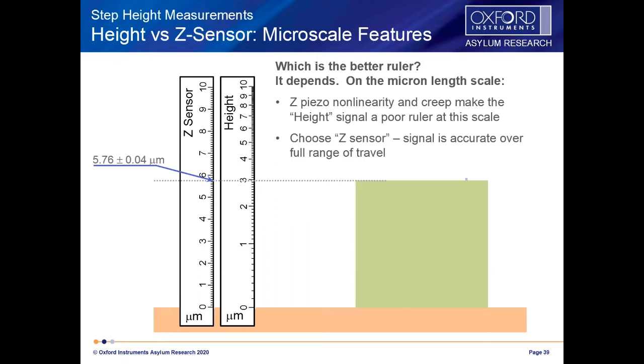On the micron scale, the sensor is more linear and the data you get from the Z sensor is going to give you a more accurate measurement. And at the nanometer or the sub-nanometer scale, the height data has lower noise and gives you a more precise measurement. I'm going to use an example to demonstrate that.